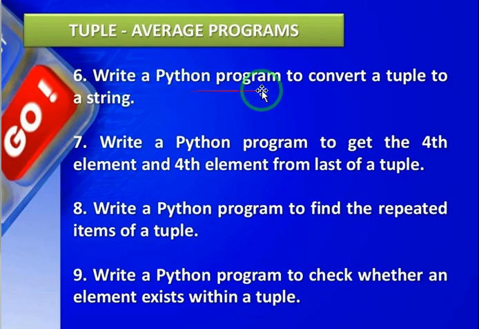Now these are some homework programs which you can run at your end. Let's say we want to write a Python program to convert a tuple to a string. How will we do that? We want to get the fourth element and the fourth element from the last. That can also be done using indexing, just a small hint. And to find the repeated items of a tuple, you can find that by individually accessing the characters. And we can also check whether an element exists within a tuple. And this all has been discussed in the above video.